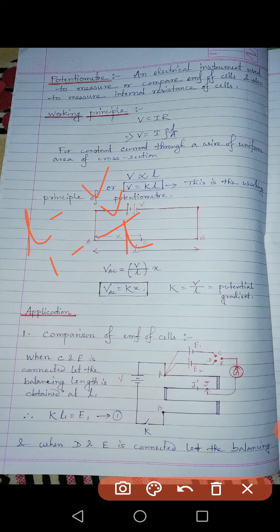V by L. So V by L is nothing but potential per unit length, and if unit length is having a potential of V by L, then X length will have how much potential? V by L into X. So that is the potential difference across points A and C, okay. And we know that V by L is nothing but K. If you divide V by L, what are we going to get? K. So K, as I told you, is known as the potential gradient or potential per unit length. In that way we can find the potential across any length once we know the length.